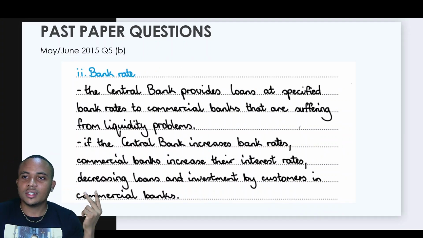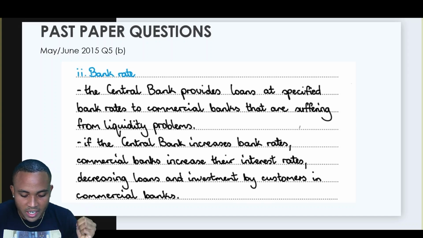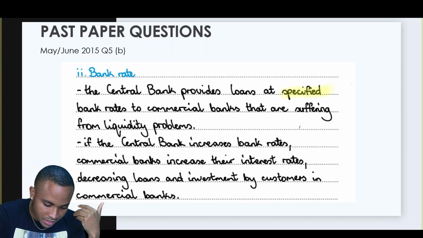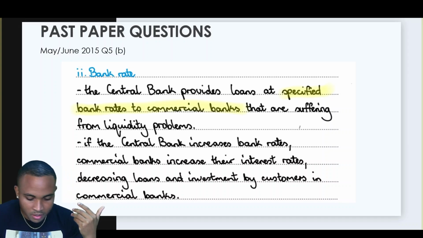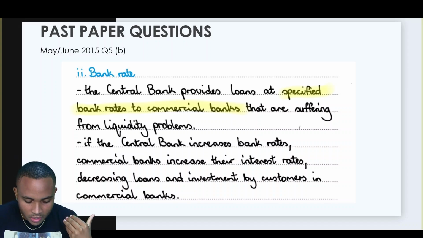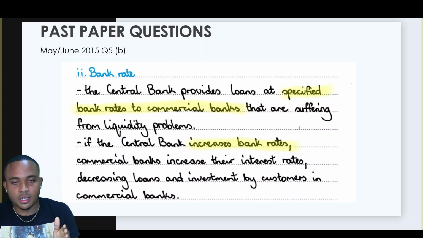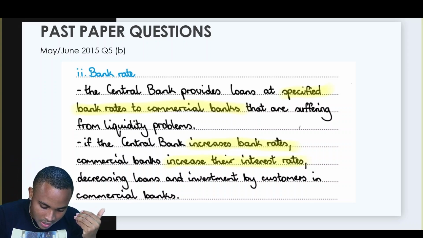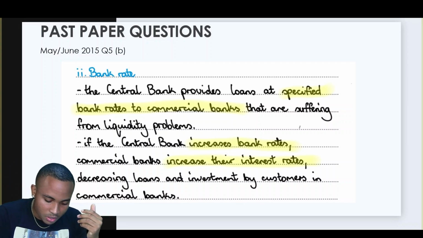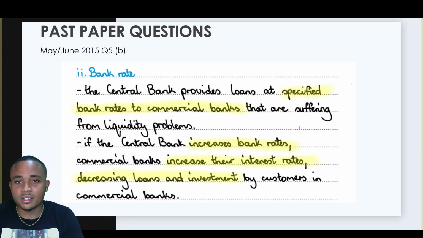The second one is the bank rate. So the central bank provides loans at specific bank rates to commercial banks that are suffering from liquidity problems. And what are the effects of increases or decreases in the bank rate? If the bank rate increases, the commercial banks will increase their interest rates as well, and this will lead to a decrease in loans and investments by customers of commercial banks, and vice versa will happen if they decrease the bank rate.